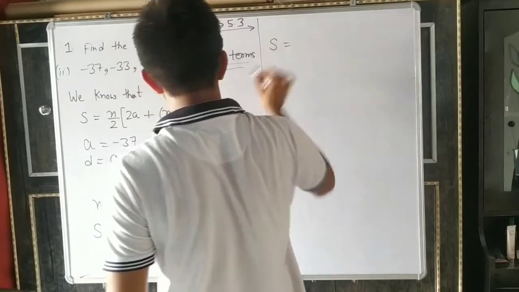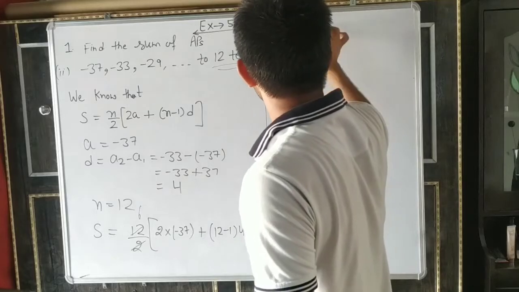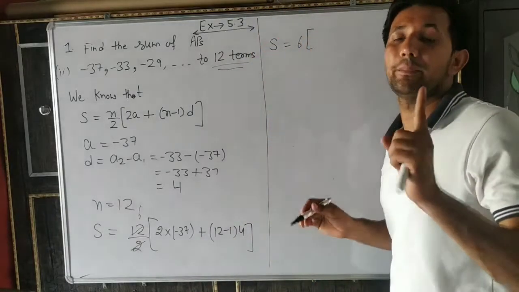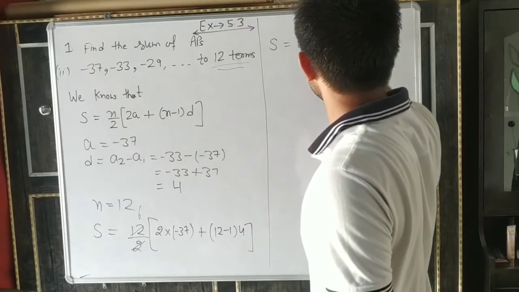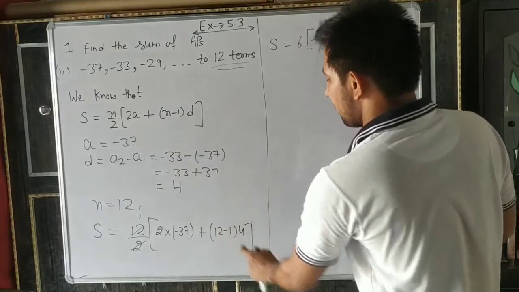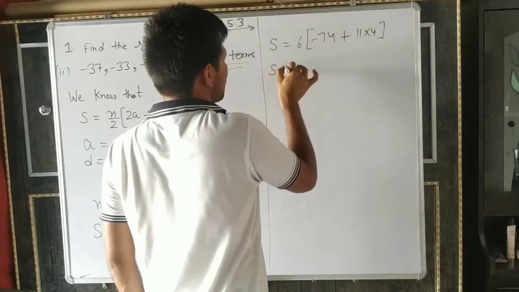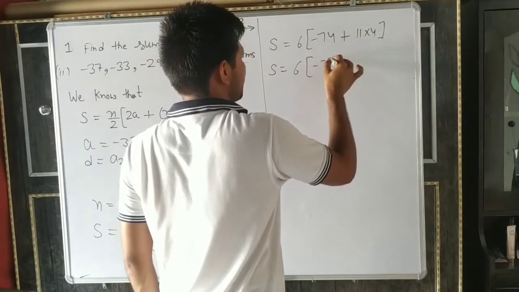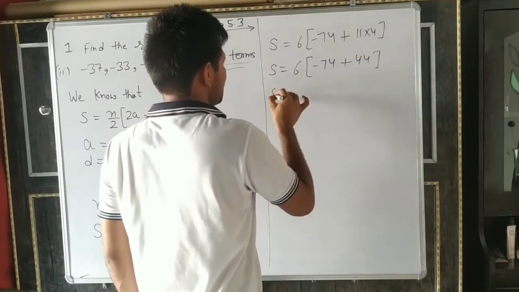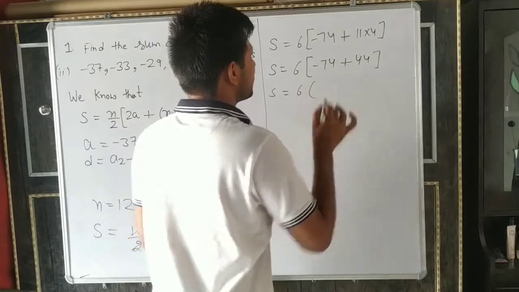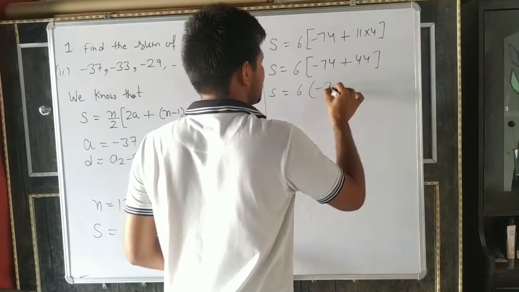S equal to 2, cancel 6 because it is divided. It is 6. Always first we will open the bracket here. 6 into minus 37 minus 74 plus 12 minus 1, 11. 11 into 4. S equal to 6 into minus 74 plus 44 is 44. S equal to 6 into minus 74 plus 44. How much is remaining? It is minus 30.